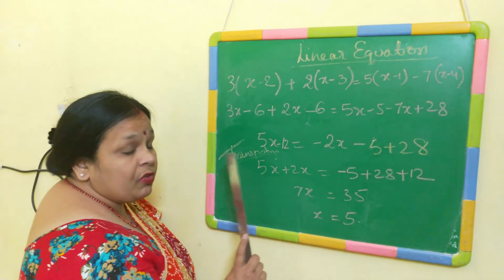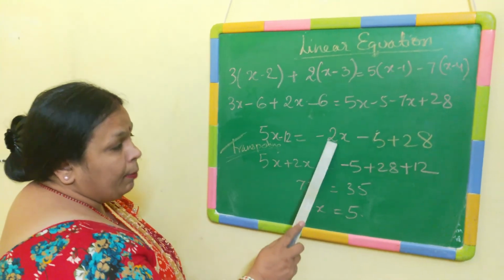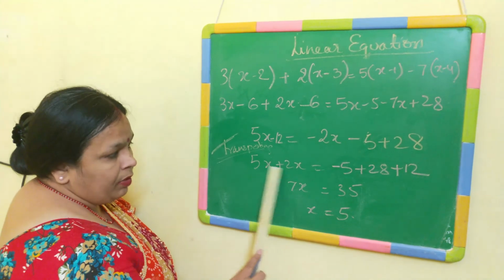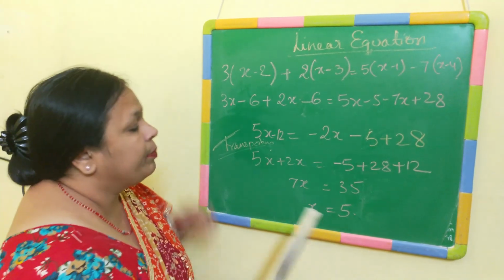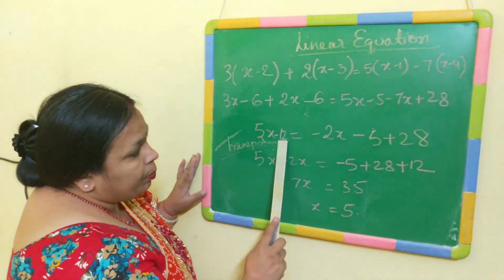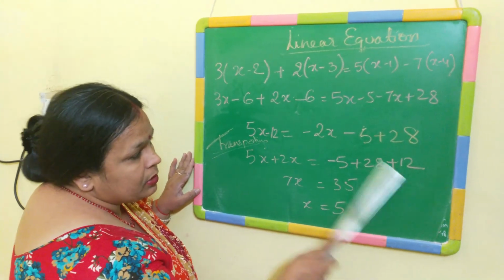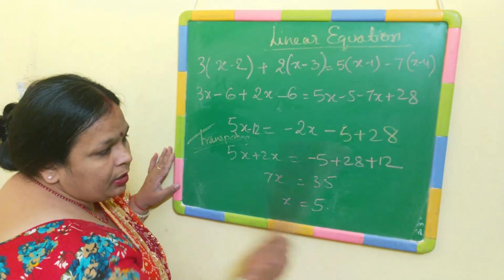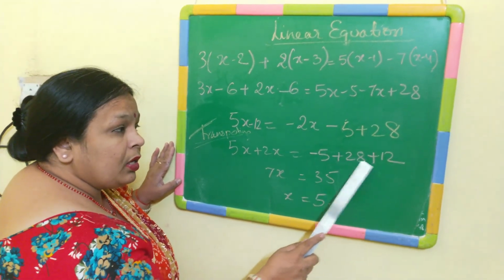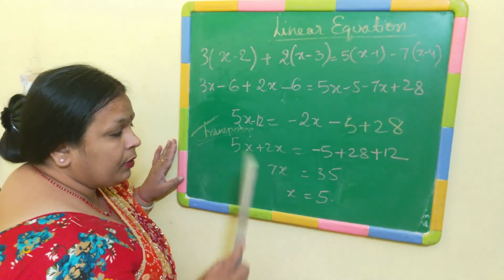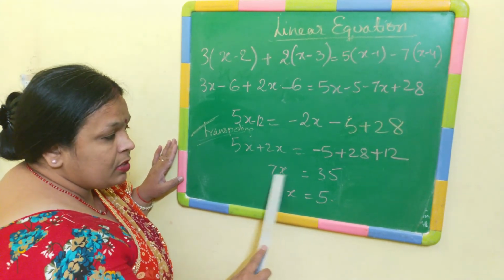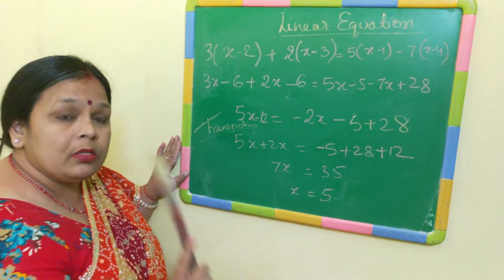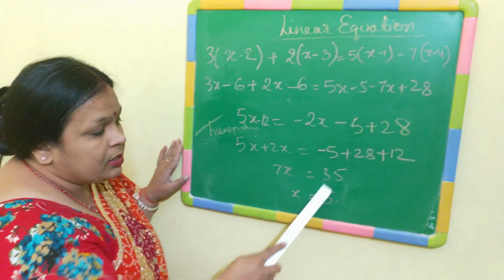Now here we are using transporting. What we are transporting? Minus 2x to LHS will become plus 2x and solving 5x plus 2x is 7x. Then this side minus 12 will transport to the other side and minus 12 will become plus 12. So remaining minus 7 and plus 28 as it is. Solving this 28 plus 12 minus 5 is 35. We are with the expression 7x is equals to 35. Now here it is very easy, dividing both sides by 7. This becomes x and this is 5.